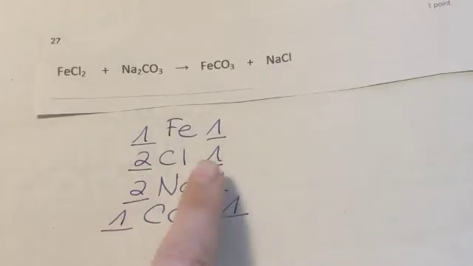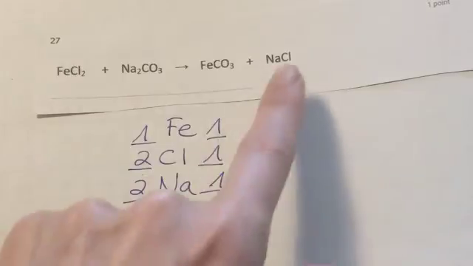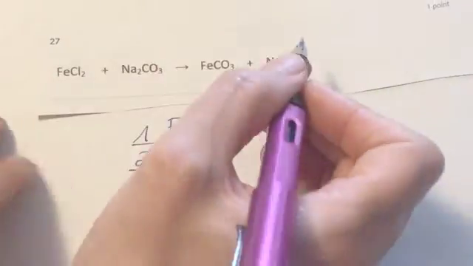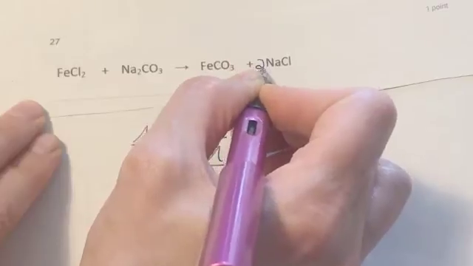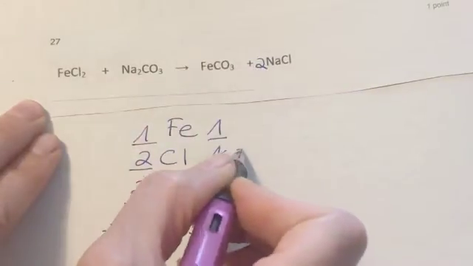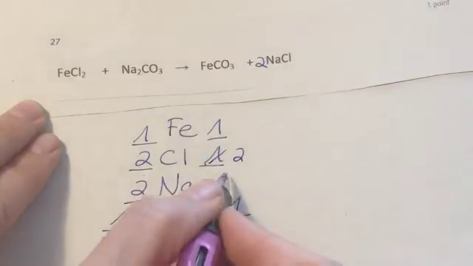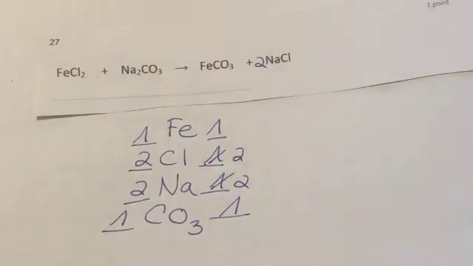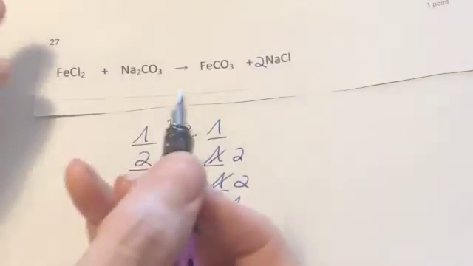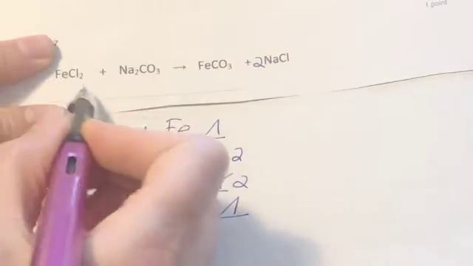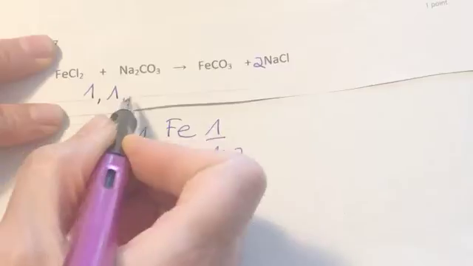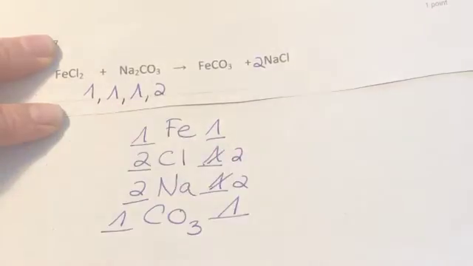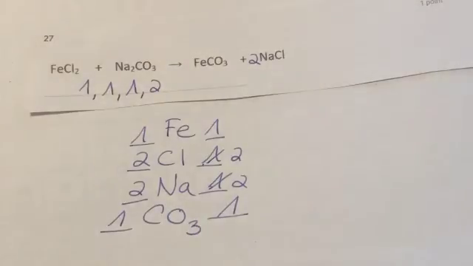Following suit, we've got 2 chlorines on this side and 1 on the other, so we need to put a number in front of here in order to make this balance. So we'll balance it by putting a 2 in front. That changes our chlorines to 2, and that also applies to the sodium. So just by choosing one of them, we've actually already balanced it. If I was to write the answer for this one, that would be 1, comma, 1, comma, 1, comma, 2 as the coefficients for this balanced equation.